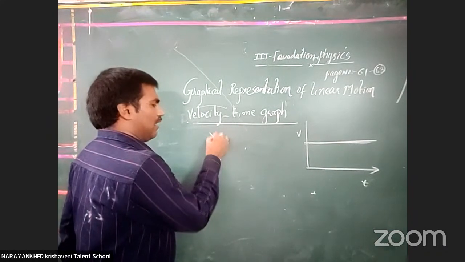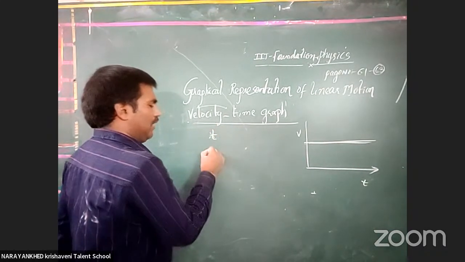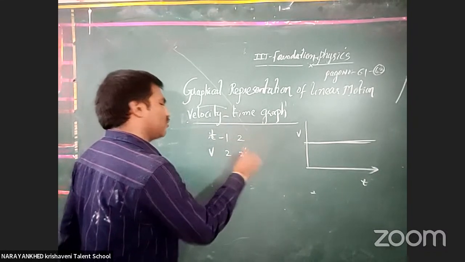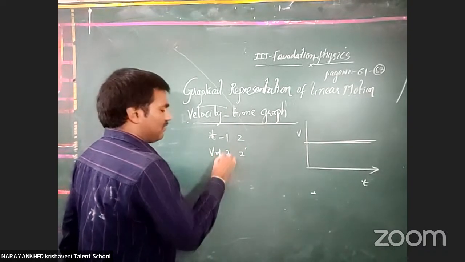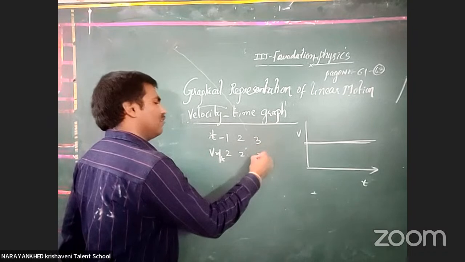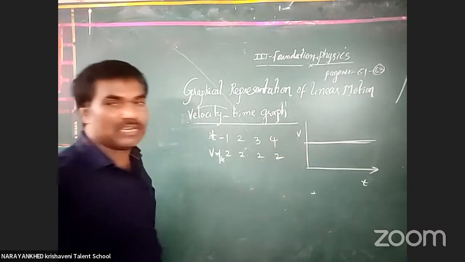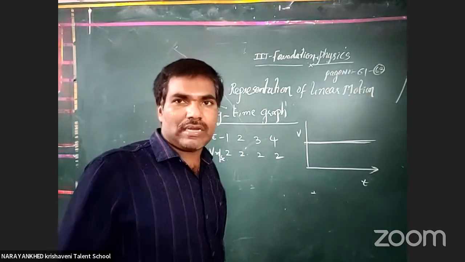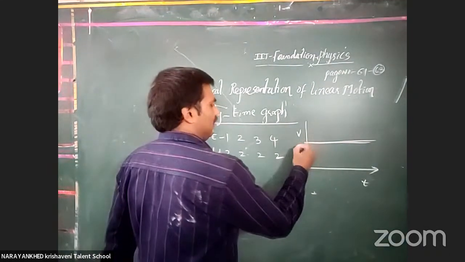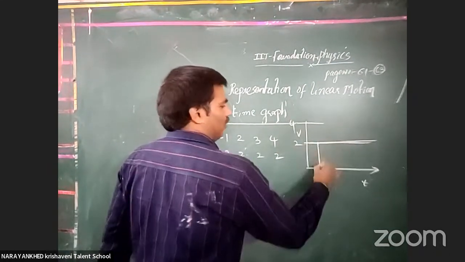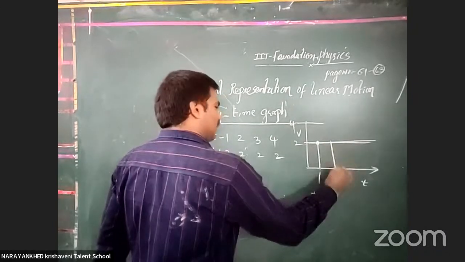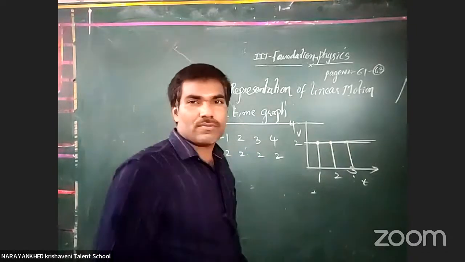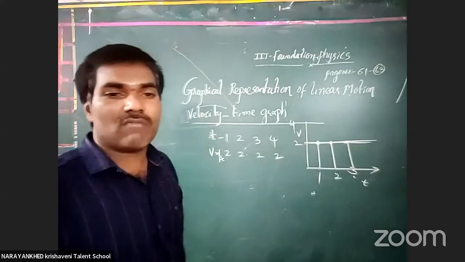Suppose I take time on the x-axis and velocity here: for 1 second, 2 meters per second. For the second second also 2 meters per second. Third second also 2 meters per second. Fourth second also 2 meters per second. This is called uniform velocity. The body contains uniform velocity. Why? Because the first second is 2 only, the second second is 2 only, the third second is 2 only. Clear or not? Yes, this is called a uniform velocity body.